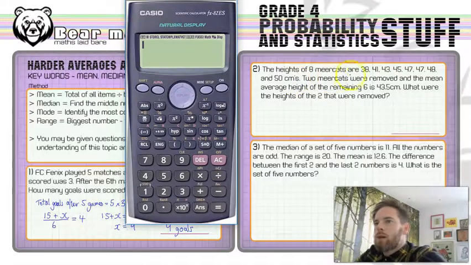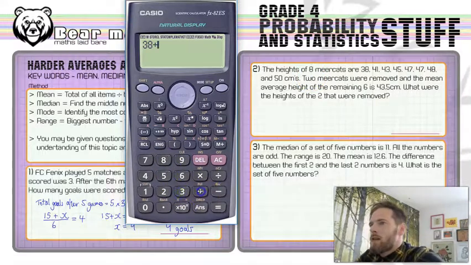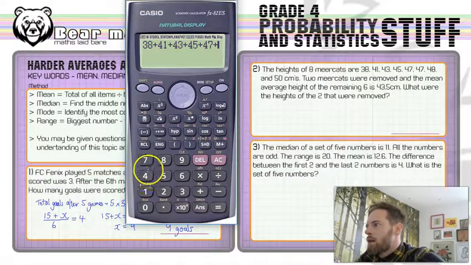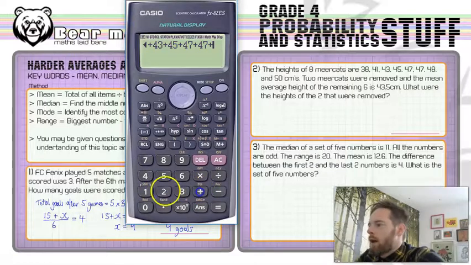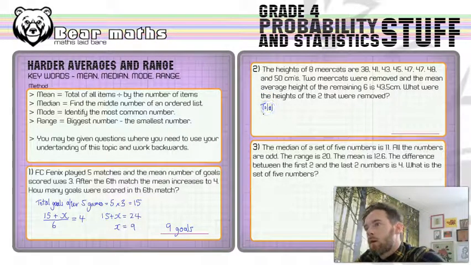So what we do is we work out what all of the heights are added together. So 38 plus 41, see what we're working with here, with all of the 8 added together. That would be a useful starting point. So I'm going to do that, make sure that all the numbers are going in there correctly. And then one more with the 50 centimeters is 359. So the total of 8 equals 359 centimeters.